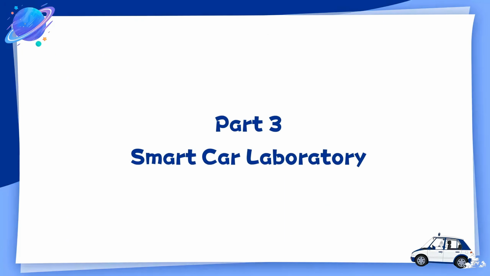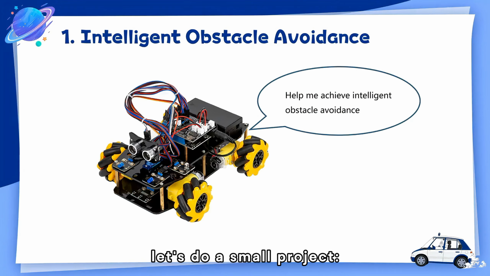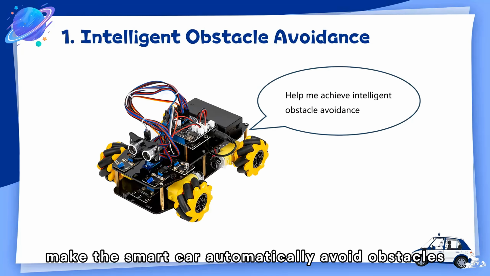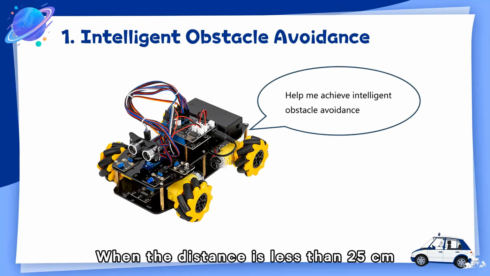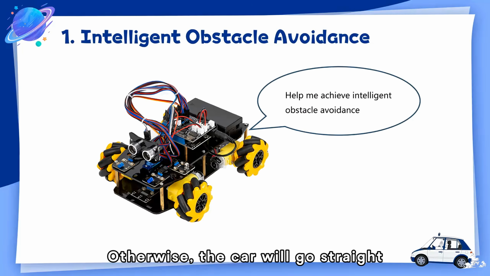Part 3. Smart Car Laboratory. Now that we've learned conditional statements, let's do a small project. Make the smart car automatically avoid obstacles. When the distance is less than 25 centimeters, the car will turn to avoid the obstacle. Otherwise, the car will go straight.